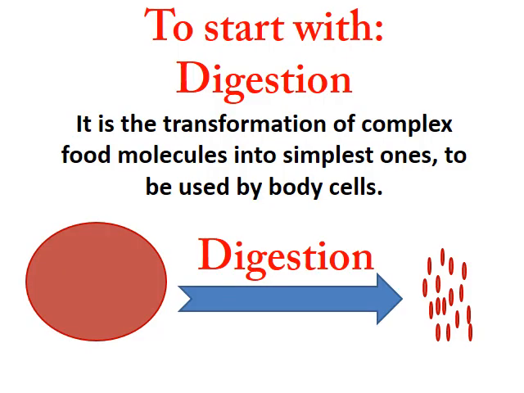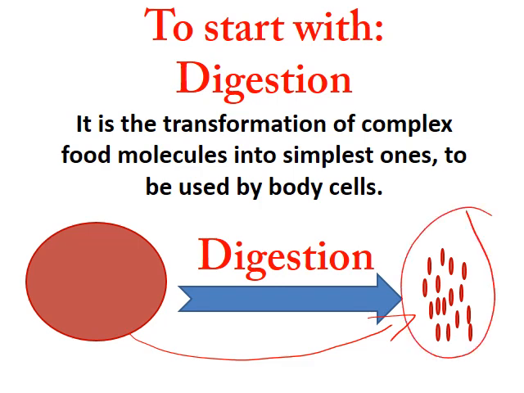To start with, we have to talk a little bit about the definition of digestion. Digestion, a simple definition, is the transformation of complex food molecules into the simplest ones. These complex food molecules are digested into the simplest ones to be used by the body cells. Mainly these are called nutrients.